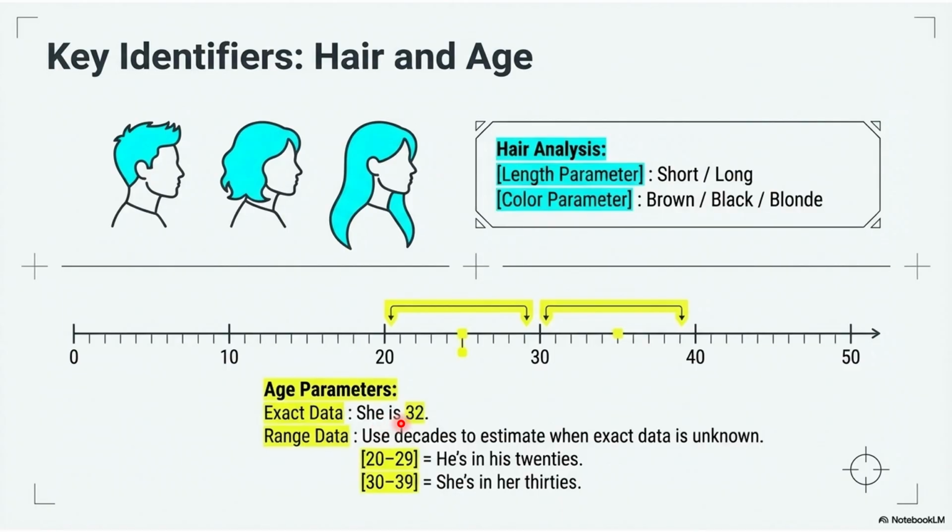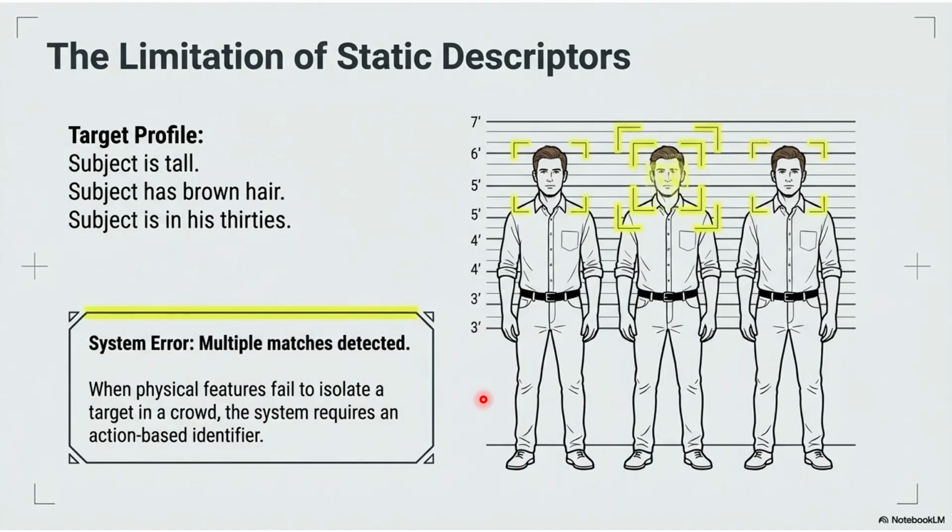And age parameters. Like exact data: she is 32. If we know the age, we can say the age. Or range data. Use decades to estimate when the exact age is unknown. When we don't know exactly the age of another person, we can use an estimate within a decade. For example, he's in his 20s or she's in her 30s. If the person is between 20 and 29, he's in his 20s. If the person is between 30 and 39, he's in his 30s or she's in her 30s, depending on the sex. But the idea is only to give an estimate, okay?